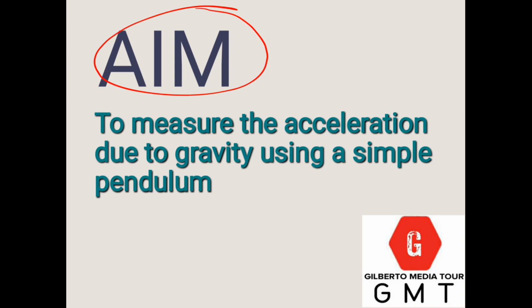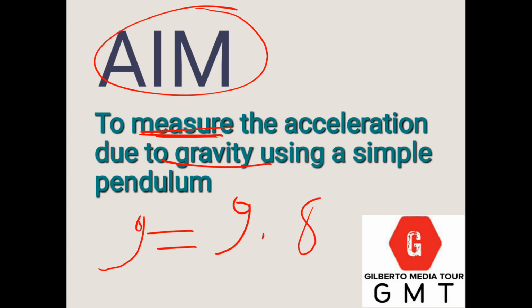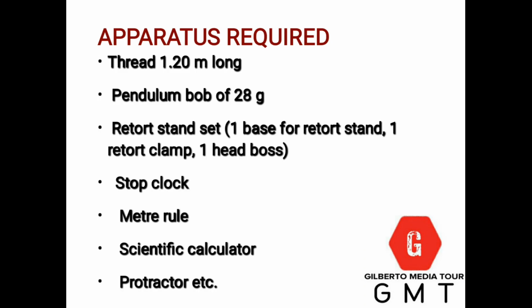So first, let's start with the aim of the experiment. In the aim of the experiment, we look at how to measure the acceleration due to gravity g using a simple pendulum. Normally, we know that g equals 9.8, of course. Let's go ahead and see how it is done.